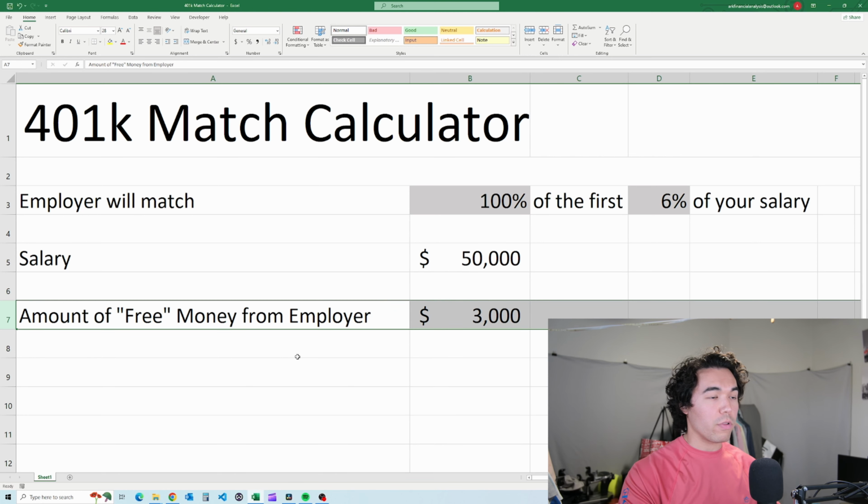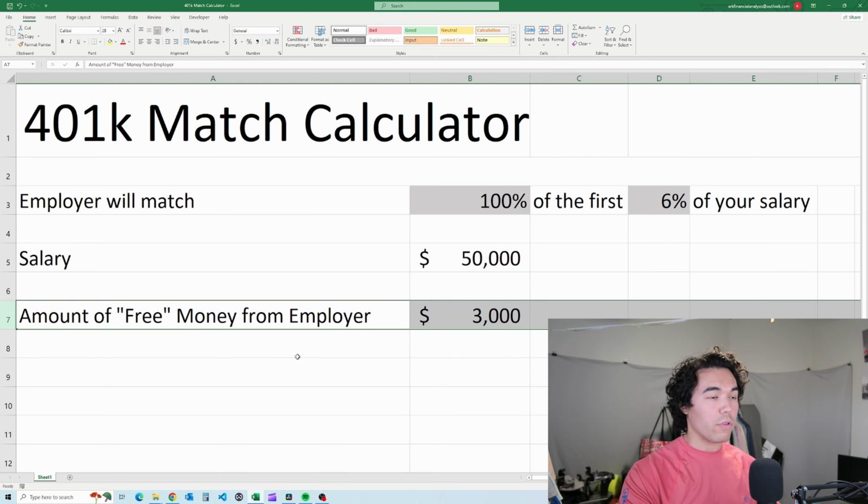Now, one thing to note is not every 401k match program is the same. I think Amazon is maybe 50% of the first 5% or something like that. If you have a salary of $50,000 and this is your plan, the employer will match 50% of the first 5% of your salary. They're only going to give you $1,250 in a given year, versus the gold standard of 100% of the first 6% of your salary, which would be over double that amount in a given year.